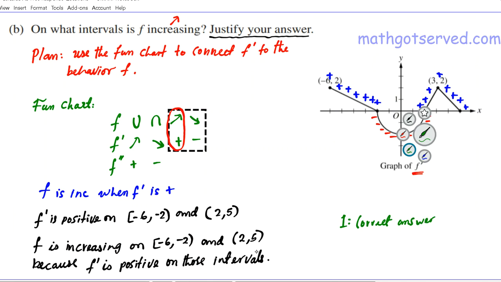So this portion right here is the 1 point part. And then the second point that you get is for explaining your justification. If you provide the explanation as to how you came up with your answer, then you get another point. So this second line, because blah blah blah, that's another point. So for a total of 2 points on the 2017 AP Calc question 3B.